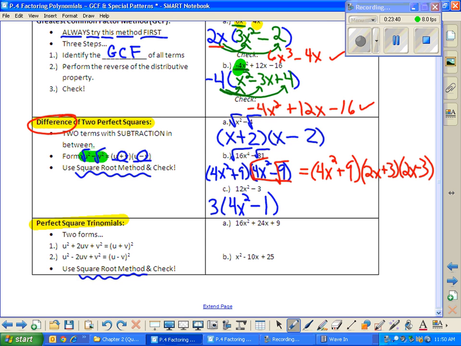Now that is a difference of two perfect squares. So I'm going to square root method this guy. Don't forget to bring your GCF along for the ride. This is going to factor to be 2x plus 1 and then 2x minus 1 when you use your square root method.